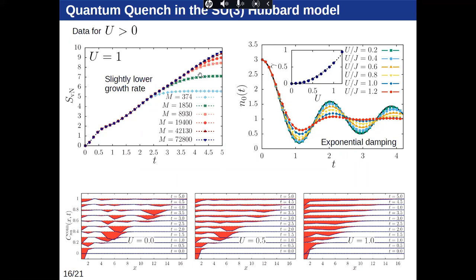And I can follow also the charge oscillations. For these moderate values of U, I see exponential dampings of the originally algebraic oscillations, and I can get back this damping rate. And I can also calculate the charge-charge correlation functions. So what I see up to U equals 1 is that this quite oscillatory behavior is damped, and I see a nice light cone in the charge-charge correlation functions.